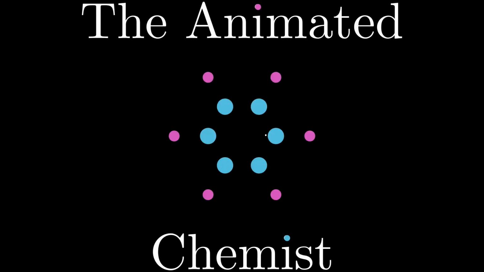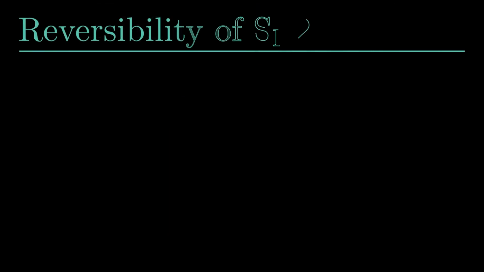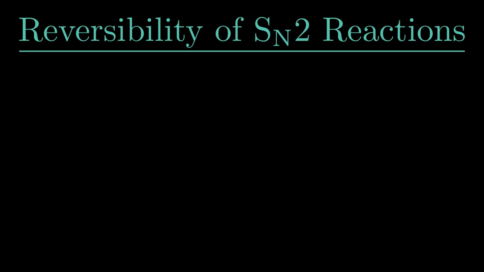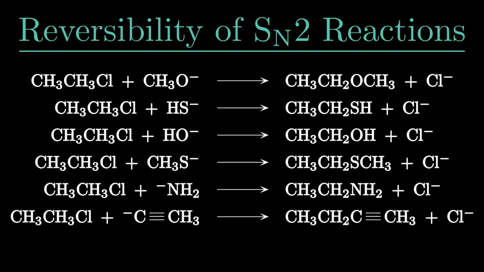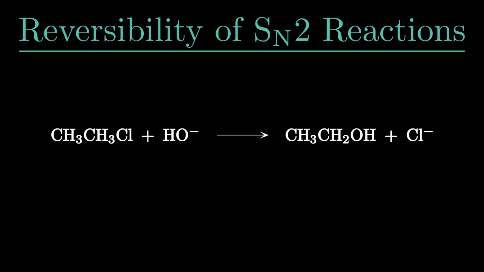Welcome, fellow chemists, to my final video in this brief SN2 reaction series where we will investigate their reversibility. Here are some simple SN2 reactions that can occur, but let's have a closer look at this one. It appears to be a fairly typical SN2 reaction with hydroxide as the nucleophile and chloride as the leaving group.